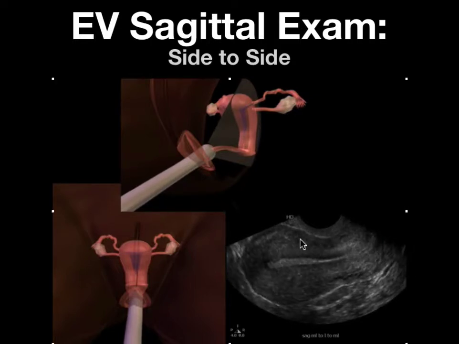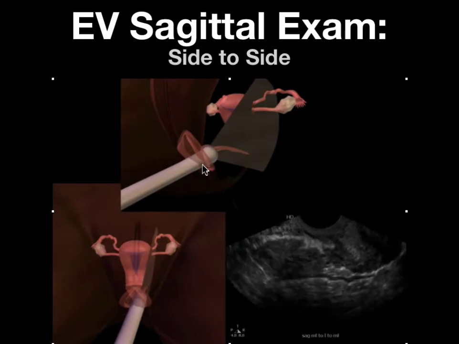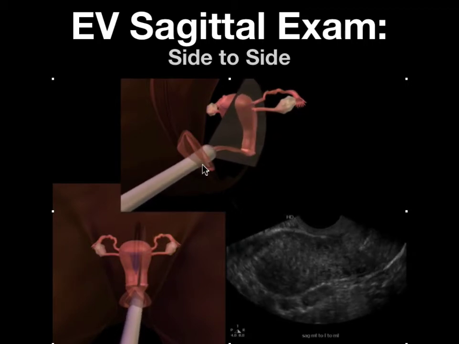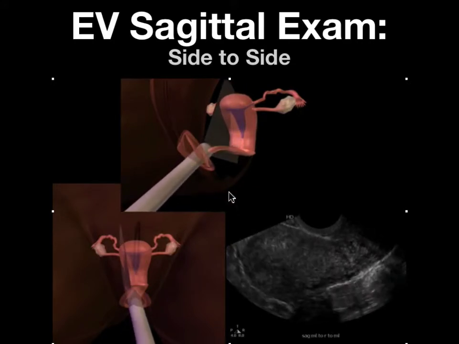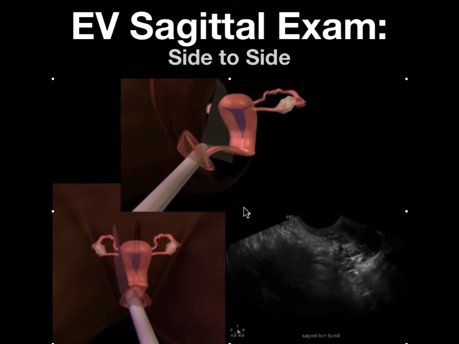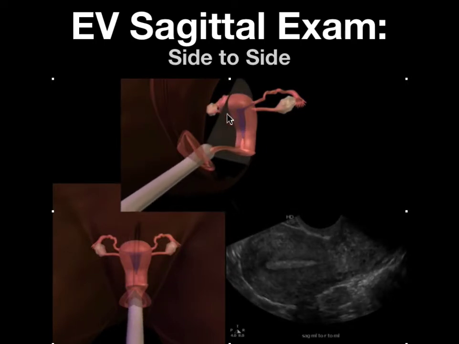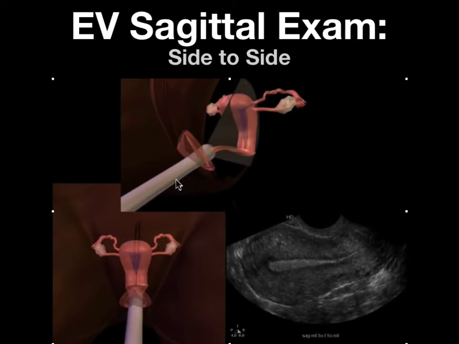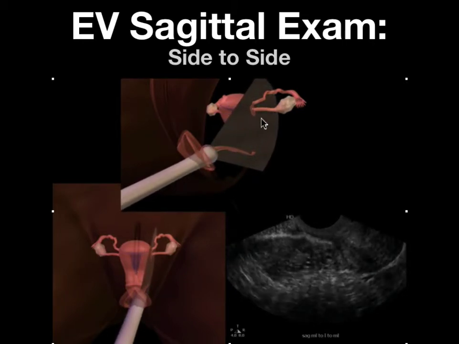What you're going to do is take the transducer and sweep from side to side. In the sagittal plane, by bringing the transducer towards the patient's left thigh, you're going to visualize the right side of the uterus. By bringing the transducer towards the patient's right thigh, you're going to visualize the left side of the uterus. But it's important, just like on the transabdominal, that you scan the entire uterus.